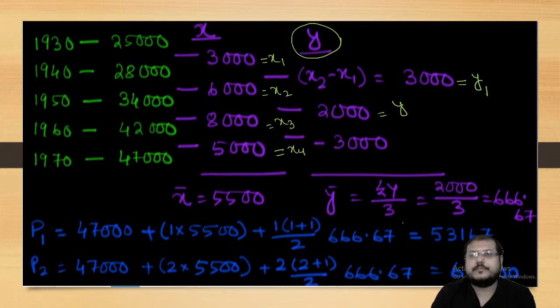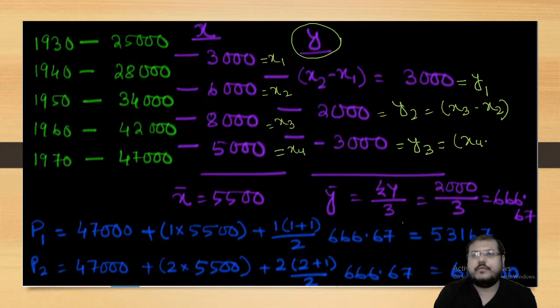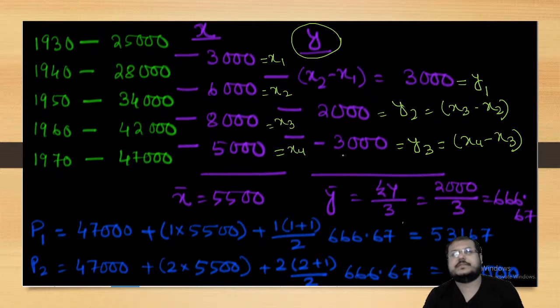That is Y2, which is equal to X3 minus X2. So 6,000 minus 3,000 is 3,000, and 8,000 minus 6,000 is 2,000. Y2 is equal to X3 minus X2. And here is Y3, which is equal to X4 minus X3. It's 5,000 minus 8,000, which is minus 3,000.